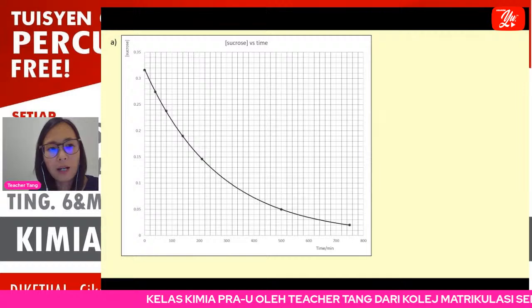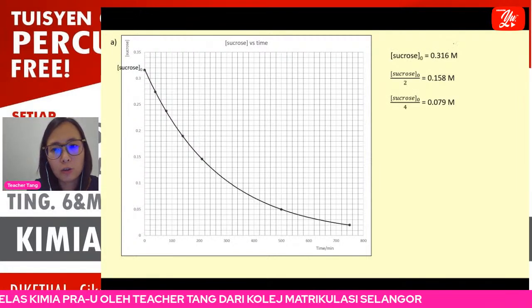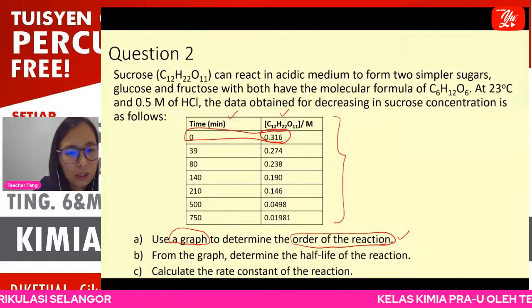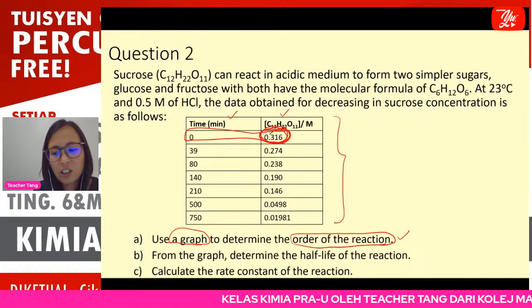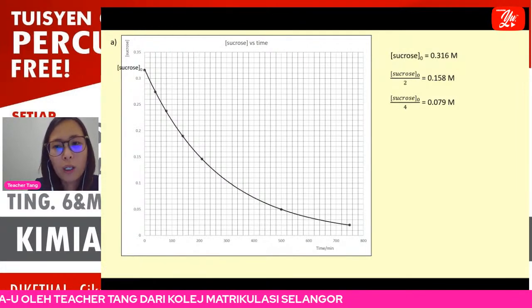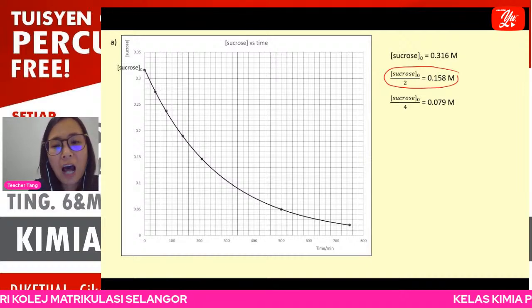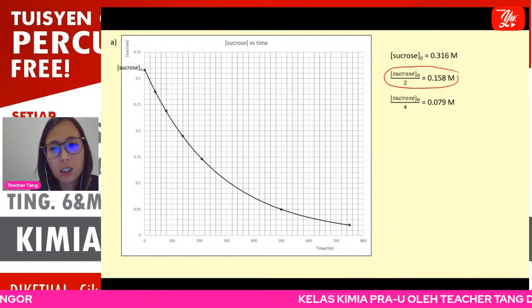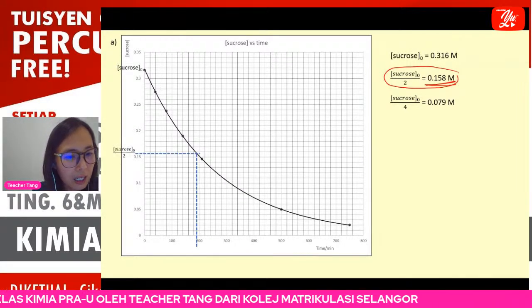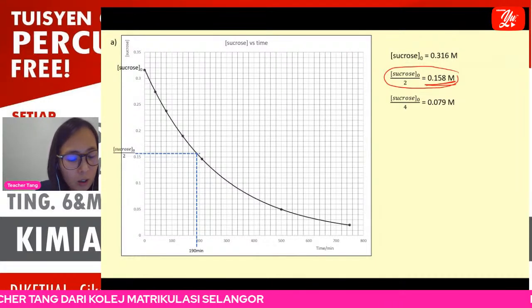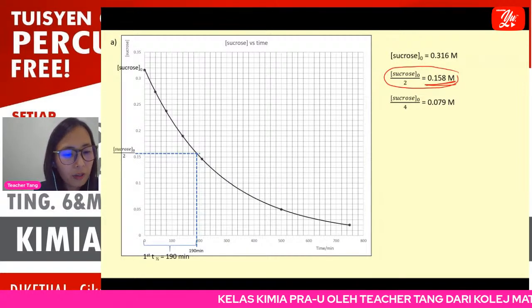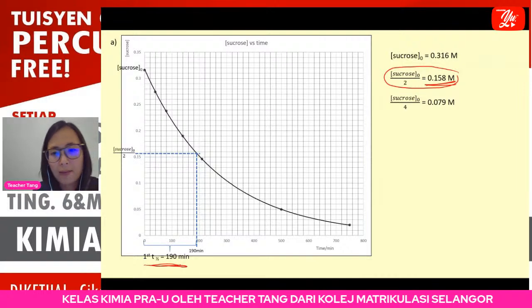So how do we deduce the half-life? We need to first find the initial concentration. The initial concentration is given in the question. At time 0, this is the concentration of your sucrose. And in order to deduce the first half-life, we need to find half of the initial concentration, and that is 0.158 molar. From the graph, it is here, and that is equal to 190 minutes. So the first half-life is equal to 190 minutes.